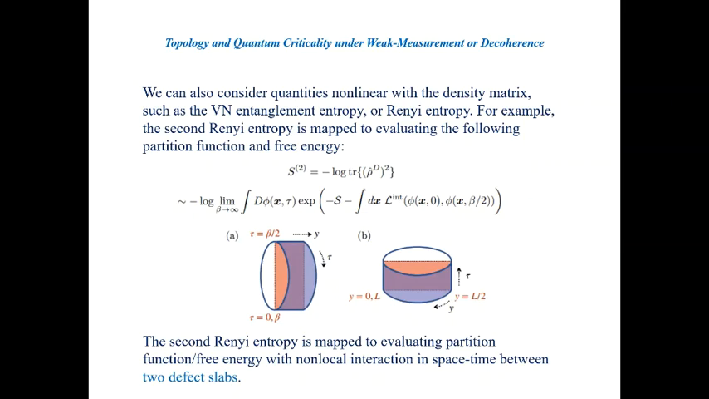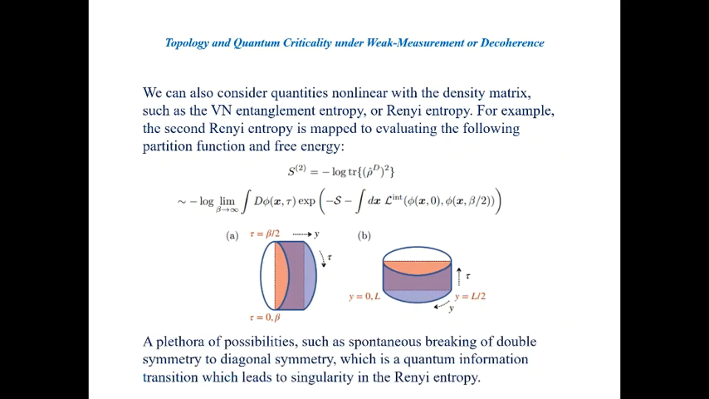We realize that evaluating the second Renyi entropy maps to evaluating the partition function, or free energy, of this theory with a non-local interaction between the two-dimensional slab defects of the system. It turns out that there's a plethora of possibilities once we evaluate something non-linear in the density matrix.